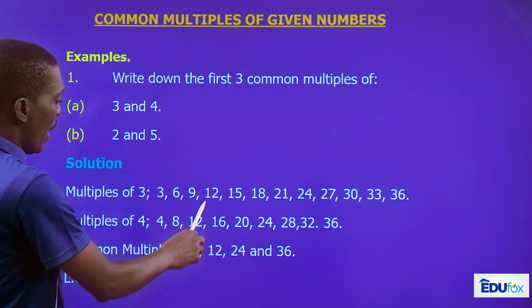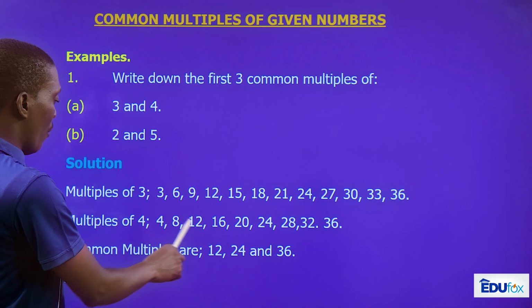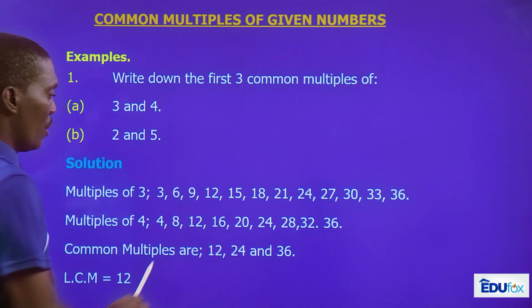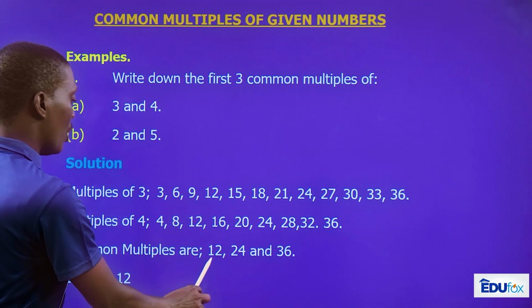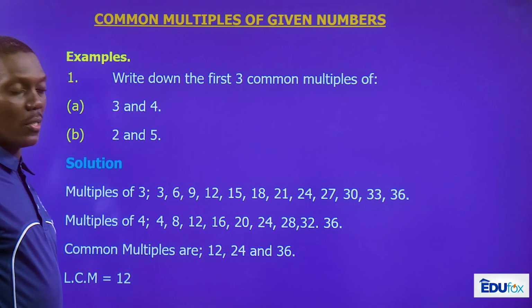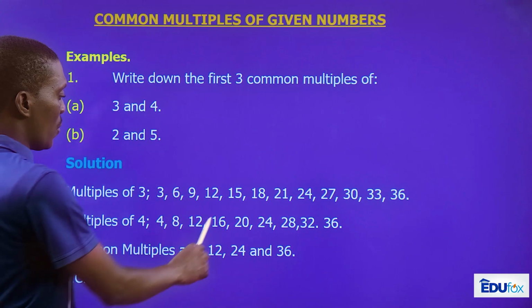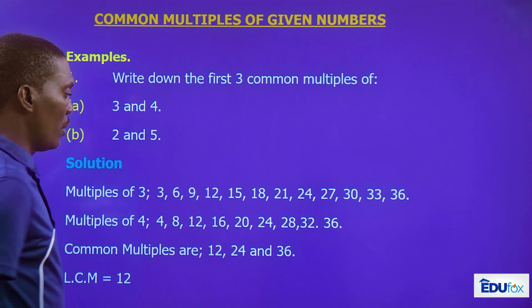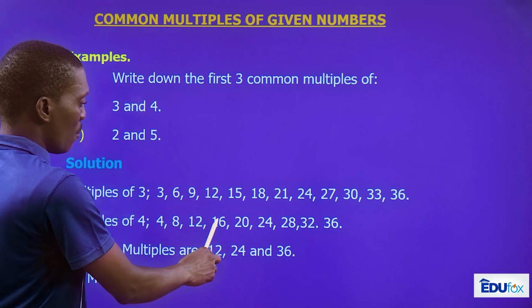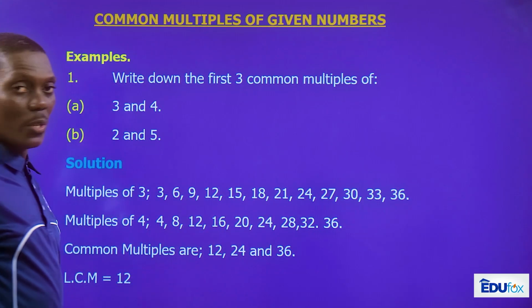Now you can see we had 12 as a multiple of 3. We have also seen 12 as a multiple of 4. So because 12 is common to both 3 and 4, we will take 12 as one of our answers. We'll continue again. We'll see the multiples of 4 to be 16, 20, 24, 28, and so on. We will check again, the next multiple that is common to both 4 and 3 is 24.